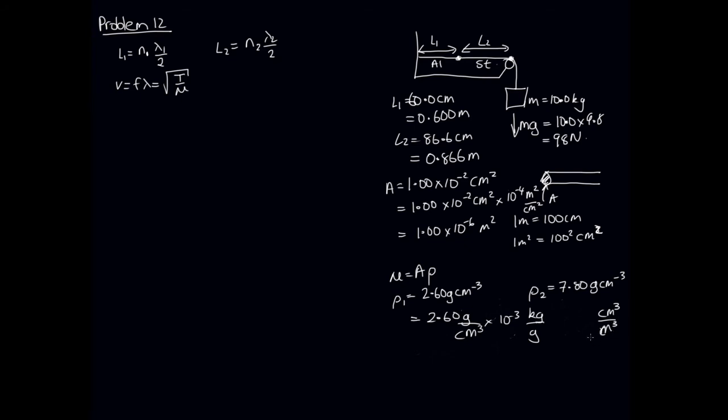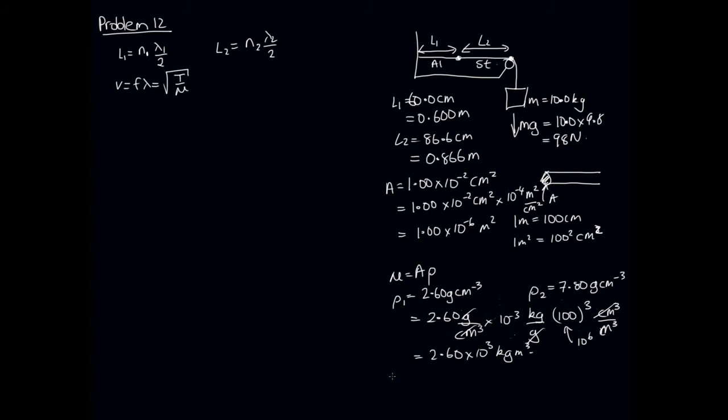In 1 meter, there's 100 centimeters. So in centimeters cubed, we need to do the 100 to the power of 3 centimeters cubed per meter cubed. So this thing is equal to 10 to the 6. Okay, so what we end up with is 2.60 times 10 to the minus 3 times 10 to the 6, so that's 10 to the 3. And then looking at our units, these cancel out and we've got kilograms per meter cubed.